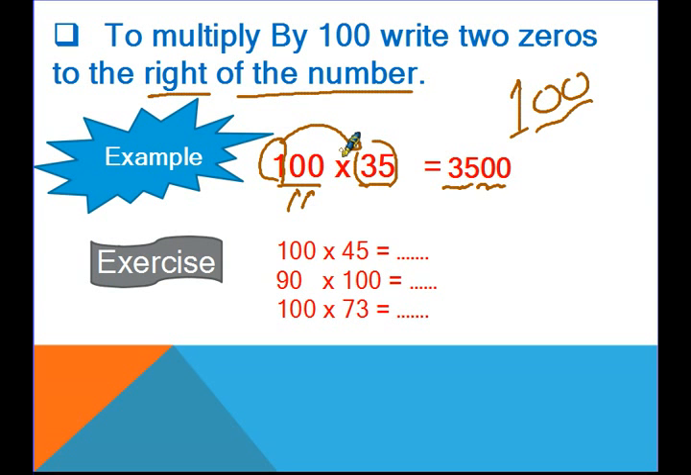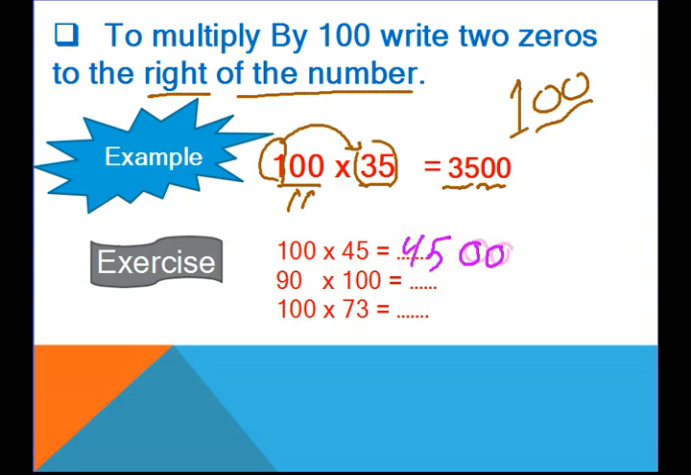Okay, let's check this exercise. The first exercise says 100 times 45. I will put the 2 0s of the 100 at the right of the number, and 1 times 45 equals 45. So the result will be 4,500.